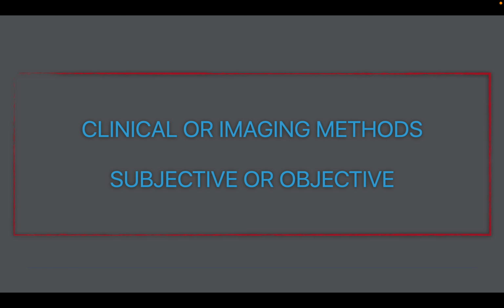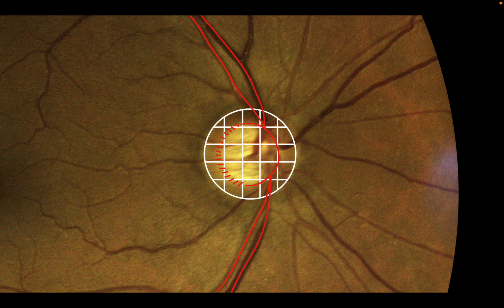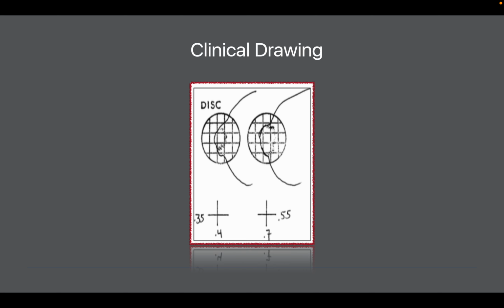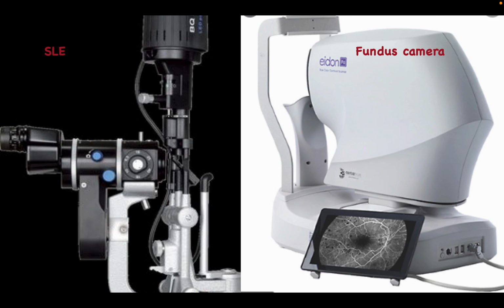The optic nerve head examination can be done both clinically as well as by different imaging methods. A detailed optic nerve head drawing in clinical practice helps the clinician to treat the patient properly, as well as helps in the follow-up of the patient. We will see what the differences are between the slit lamp examination of the optic nerve head versus fundus photography. There are various instruments and equipment available to take the fundus photography.